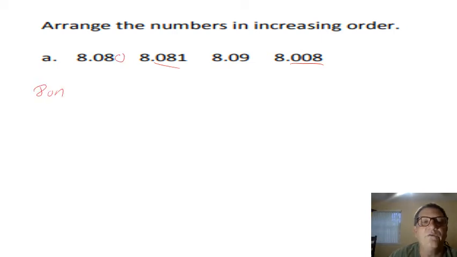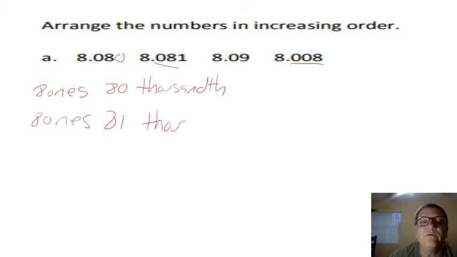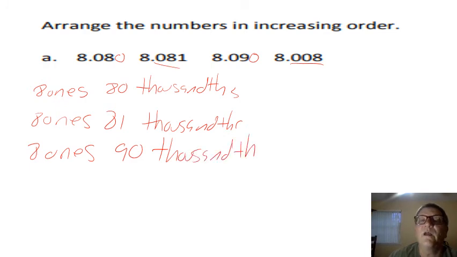So I got 8 ones, 80 thousandths. The next one is 8 ones, 81 thousandths. Next one would be 8 ones, 9. But wait a minute, that's 9 hundredths. We got to add a 0 on here. Now that makes it 90 thousandths. Now the last one's already in thousandths, so we can go 8 ones, 8 thousandths.